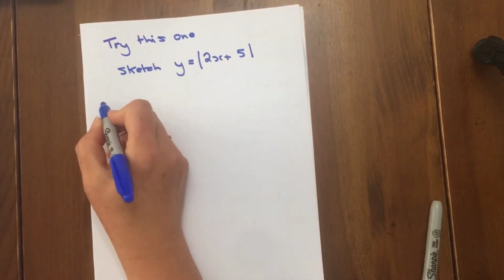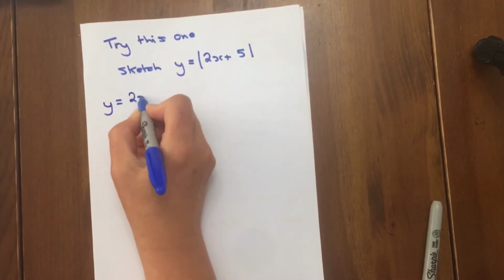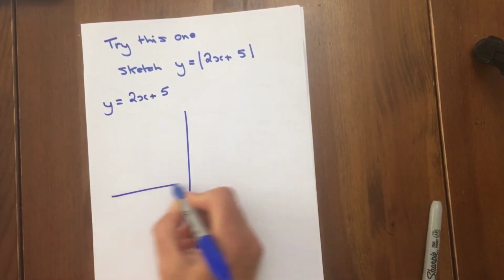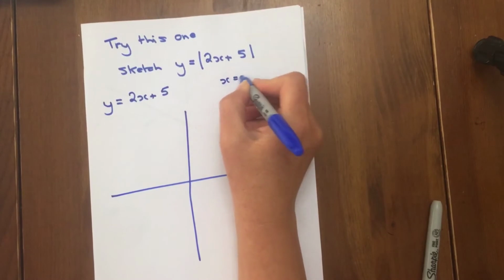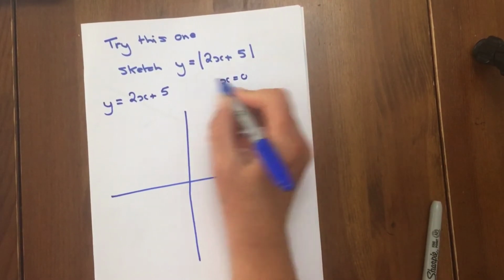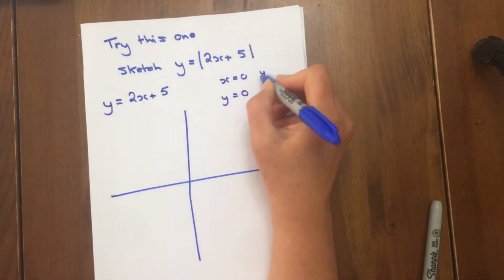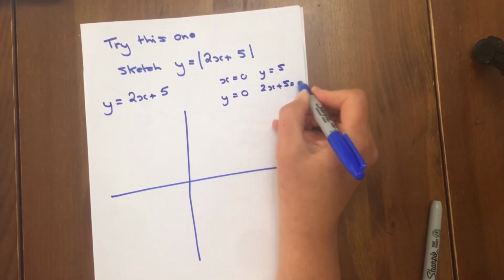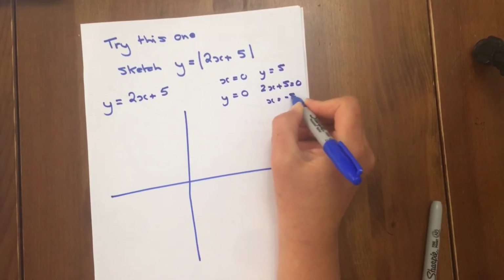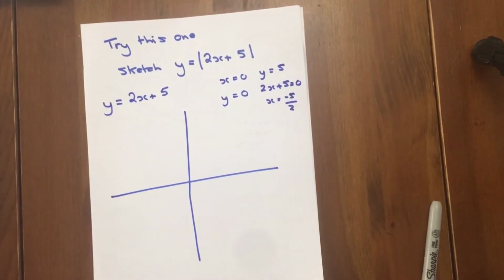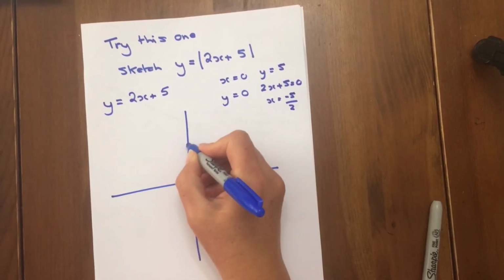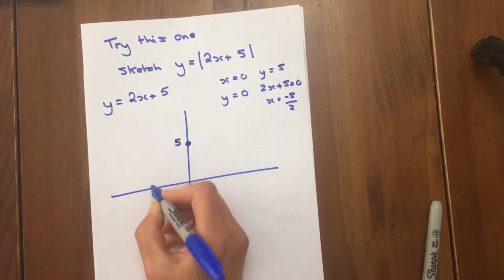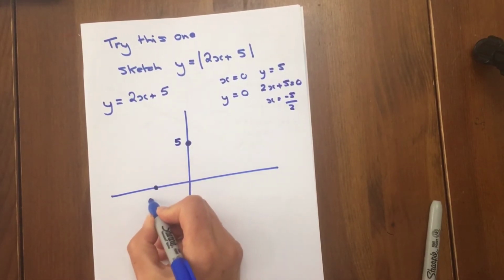So step 1, we just plot the line. Now to get the line, you need to look at when x is 0 and when y is 0. So when x is 0, I get y to be 5. When y is 0, make this equal to 0, I'll have x is negative 5 over 2. So when x is 0, y is 5. Let's put that there. When y is 0, x is negative 5 over 2.